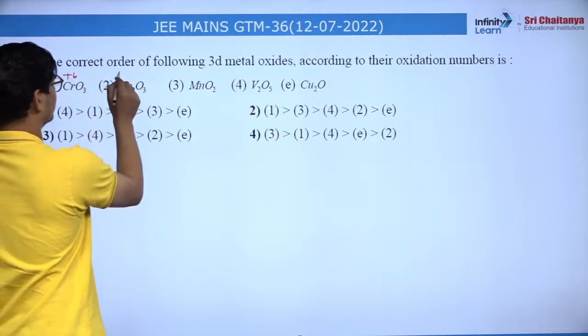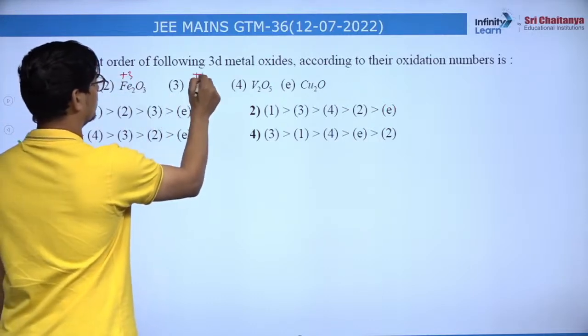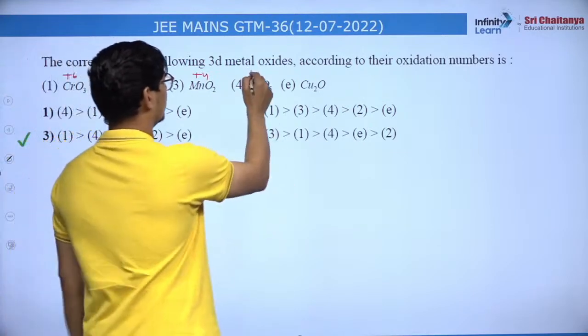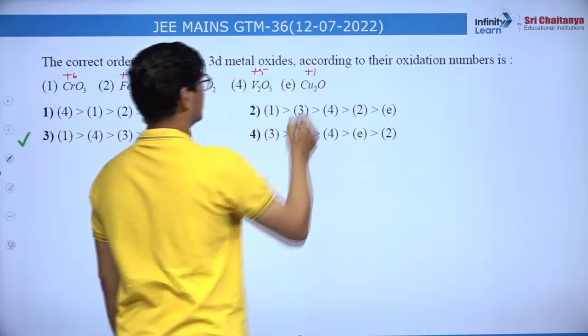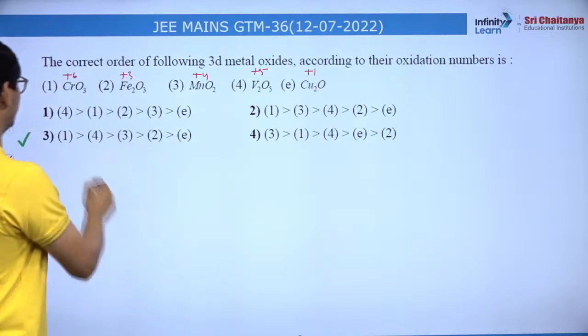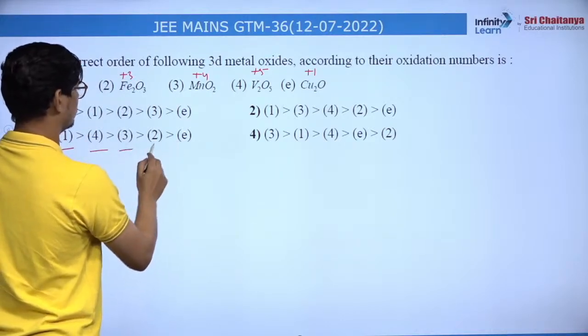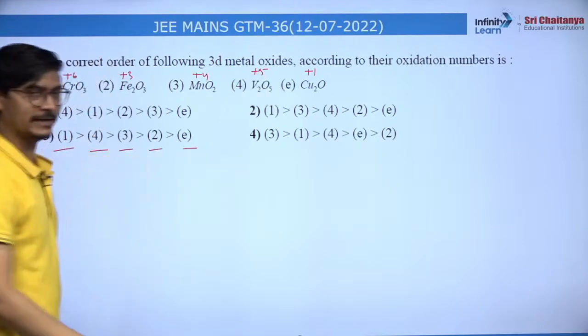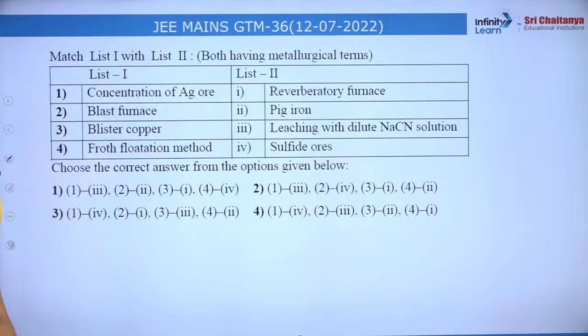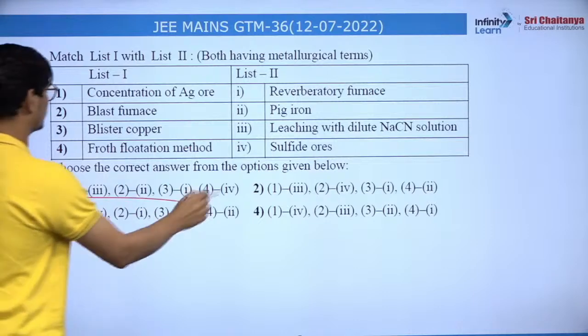Here it will be +6, here it will be +3, then it will be +4, then it will be +5, and then it will be +1. So the correct answer would be this 1, then 4, and then 3, and then 2, and then the option E. Alright. Then in this, the correct answer is the first one.